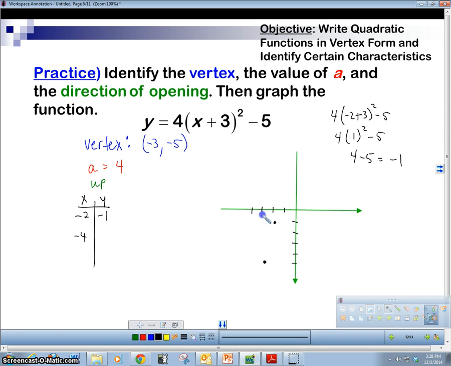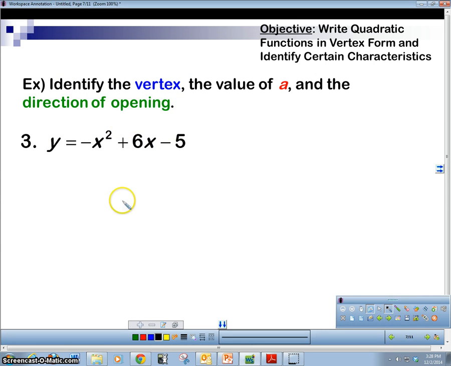And again, if I have a point on that side, I have to have it on this side, because it has to be symmetric. And then I draw my parabola like such. Okay, let's go to another one. These are all the same, folks.